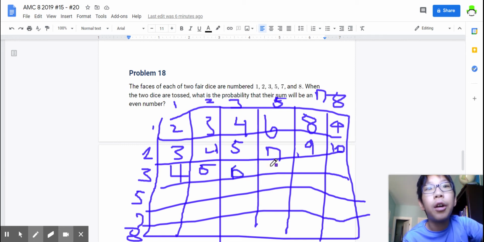So you can see that I'm almost halfway done. I'm gonna try to speed up.